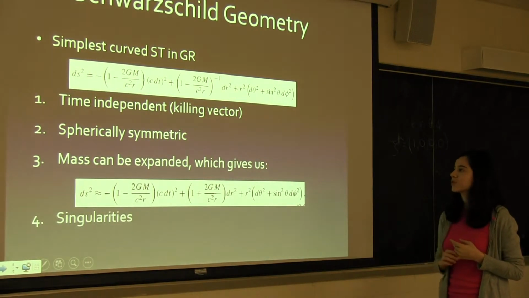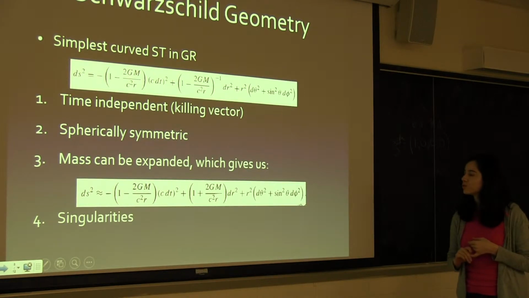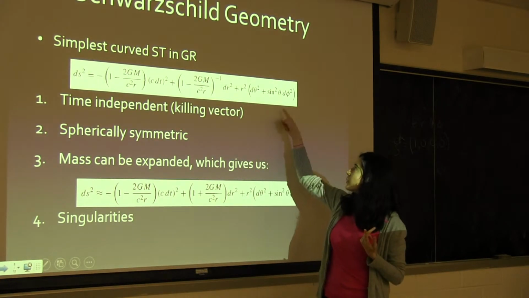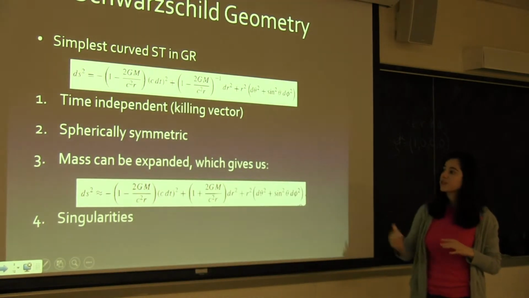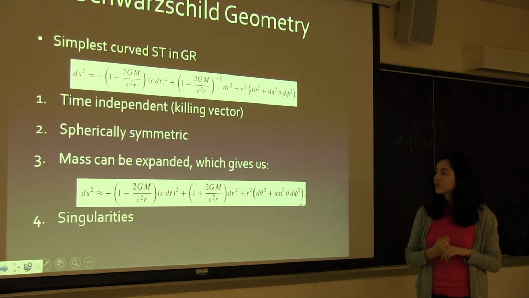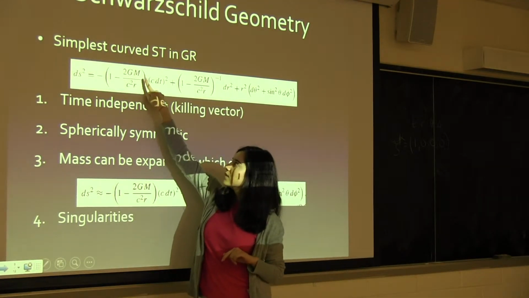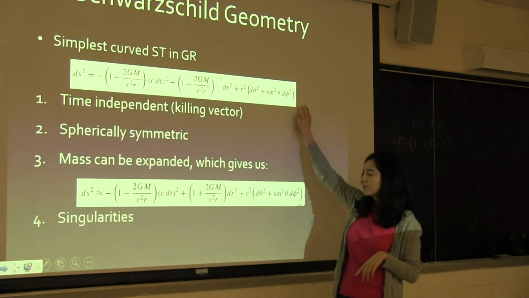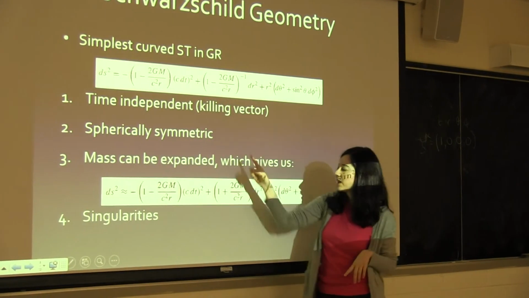Another property of the Schwarzschild metric is that it's spherically symmetric. So here, for example, it does not depend on phi, it only depends on theta. You can see that just by looking at the metric. And another thing is that you can expand in mass, so if you have 2GM over c squared, if this component is small enough, you can expand it and rewrite the line element in this way, which makes it a lot simpler. You take out the negative sign and you have a plus sign there.